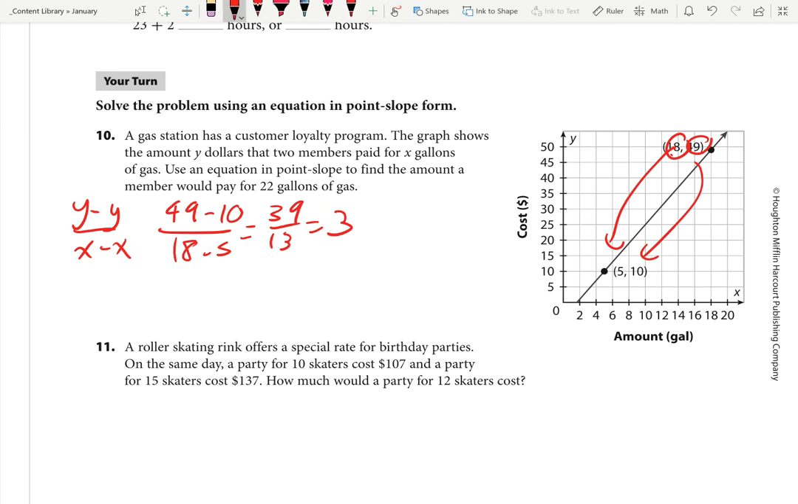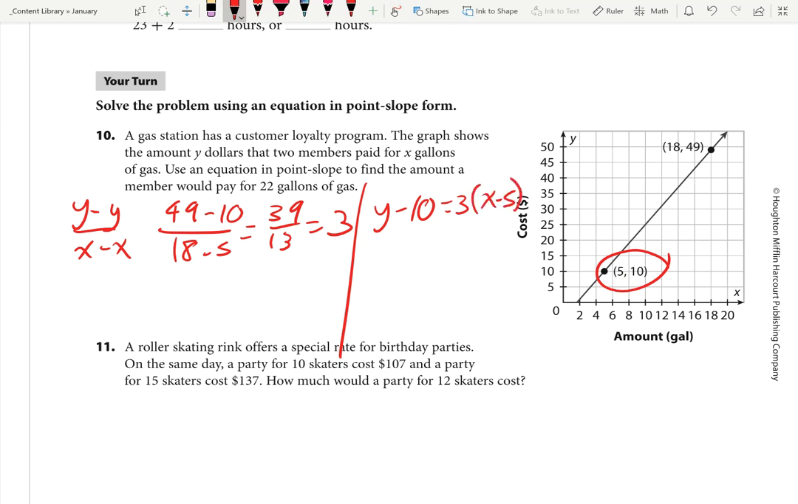So when I plug this into a point slope equation, I would have y. I've got 2 points to choose from, but I'm going to plug in the second point, the bottom point, just because the numbers are smaller. So if I do that point, then it's going to be y minus 10 equal to 3 as the slope, x minus 5. And there's our equation. That's the point slope equation. I've got the point 5, 10 as my x and my y, and I've also plugged in the slope 3 that I calculated.